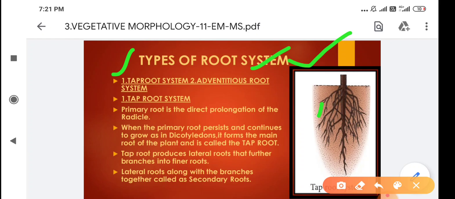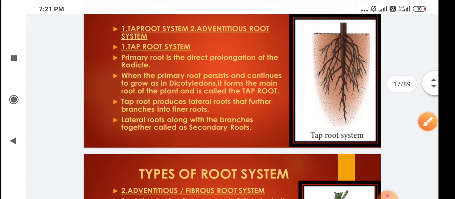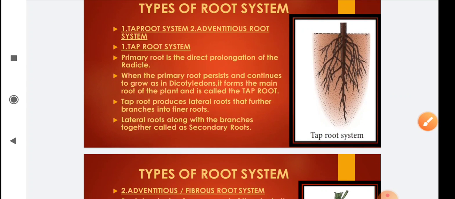When the primary root persists and continues to grow, as in the dicotyledons, the taproot is mostly found in the dicots. It forms the main root of the plant and is called the taproot. The main root in a dicot is called the taproot. The taproot produces lateral roots that further branch into finer roots.